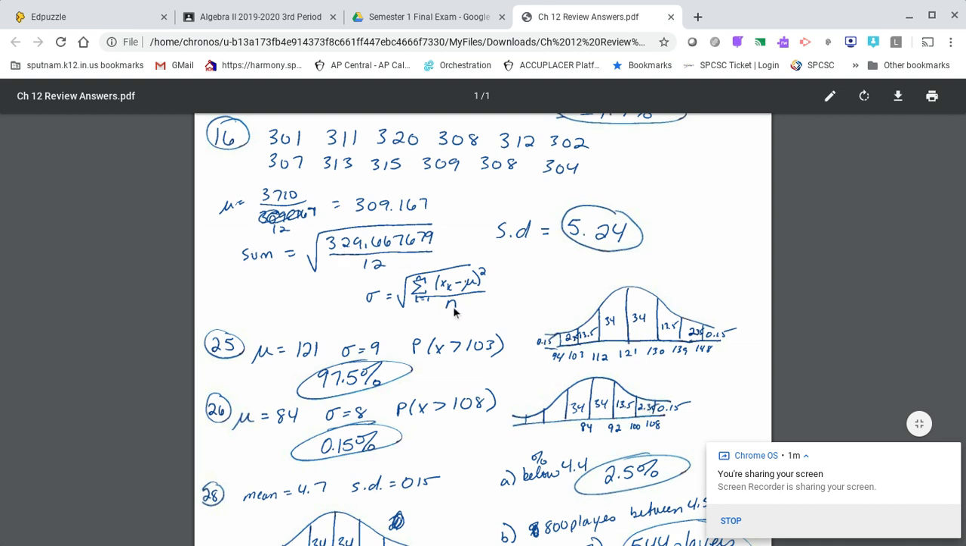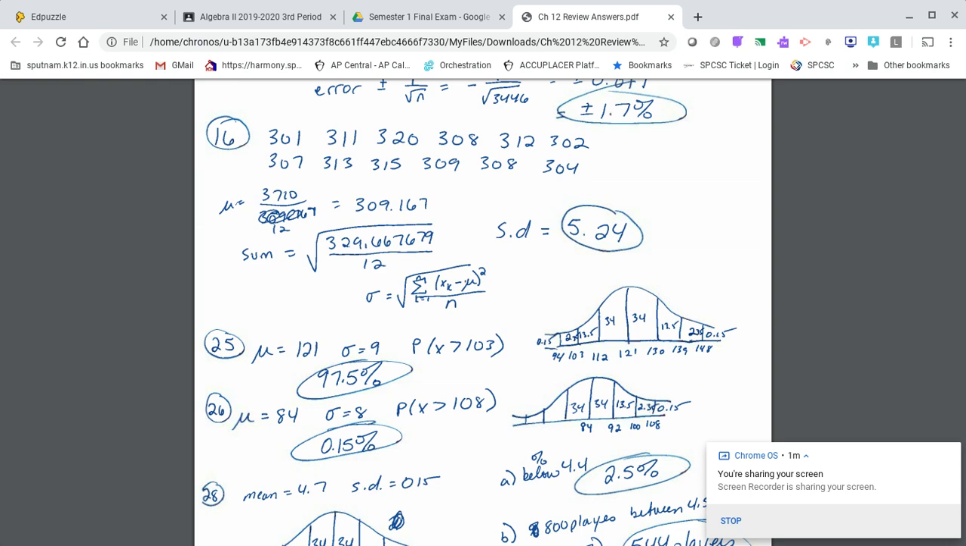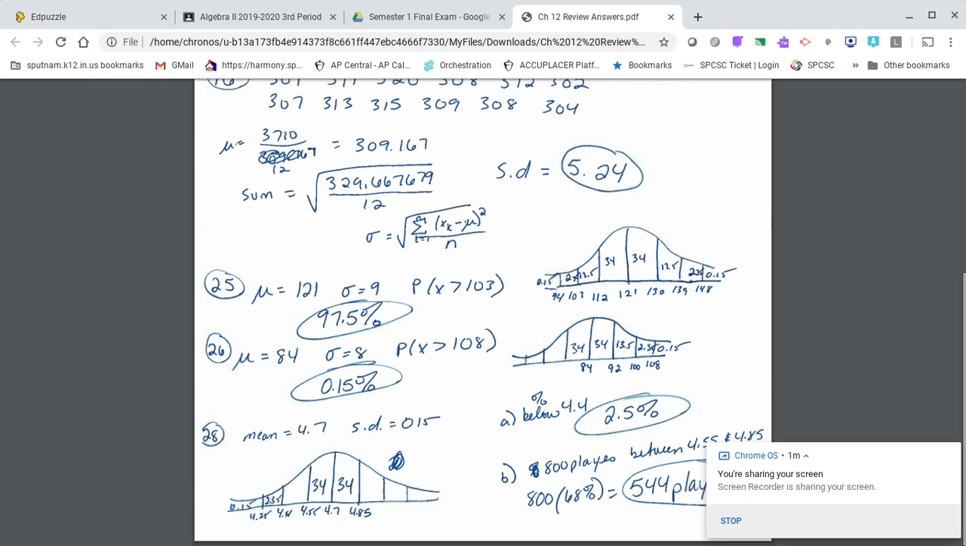And then you divide by n, which is the number of numbers. It's 12 numbers here. And then you take the square root of it and you get the standard deviation, which tells you how spread out the data is. Okay? Write that down on your paper.